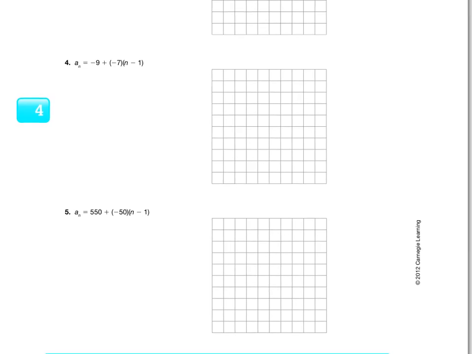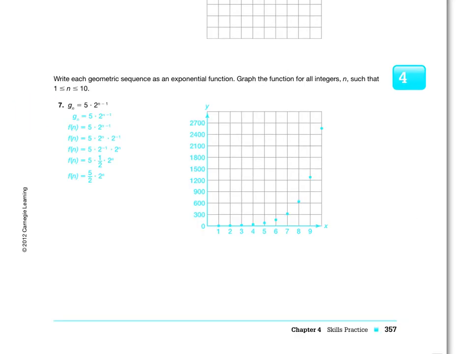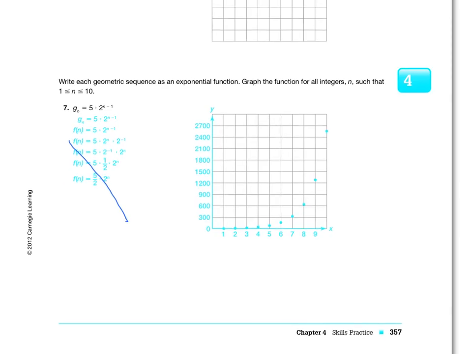5 is geometric. All right, for number 7, this is geometric. And it's the same idea here. So this one might be even simpler. Let me erase this.